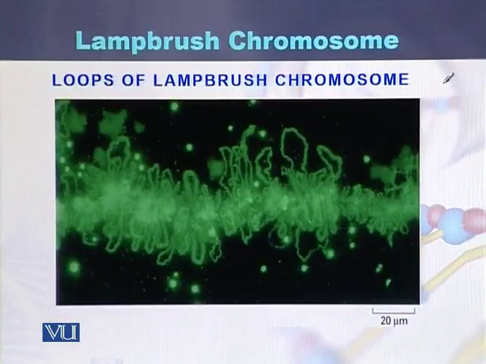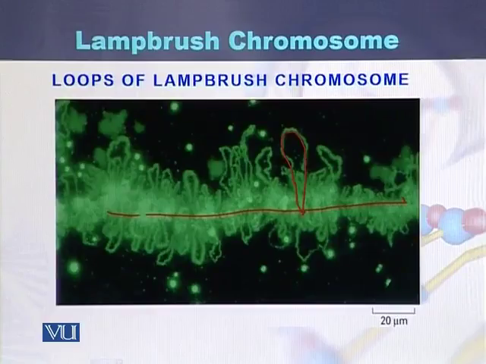In the diagram of a lamp brush chromosome, we can see that there is a central axial region, and within this central axial region, on both sides there are loops. This is a loop which is attached to the central region, and this is the second loop which is also attached to the central axial region. So lamp brush chromosomes consist of loops which are attached to the central axial region.